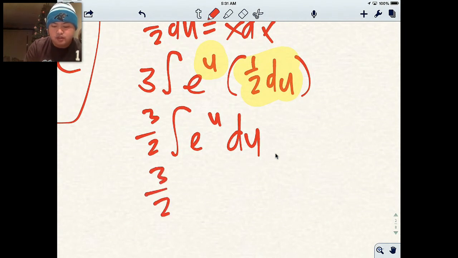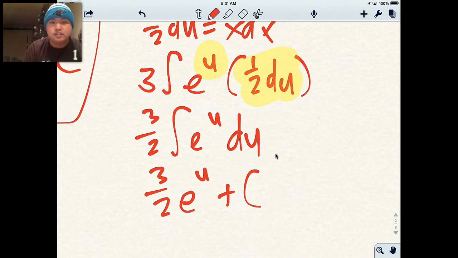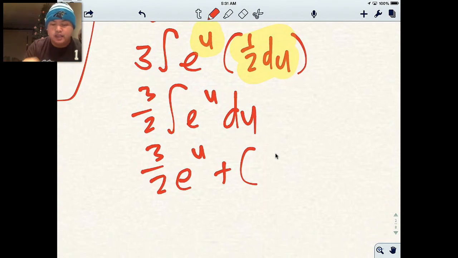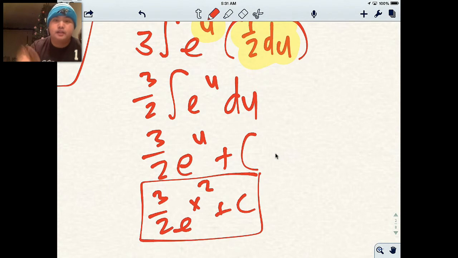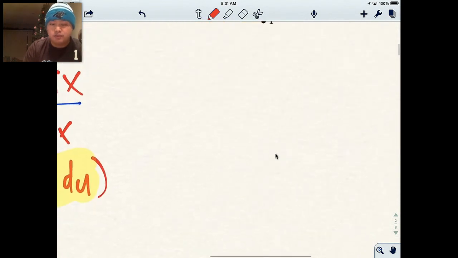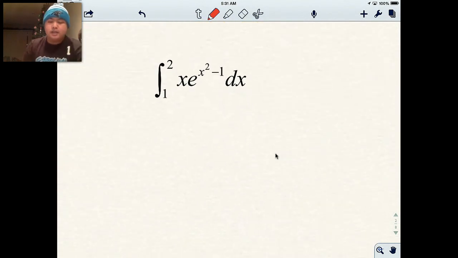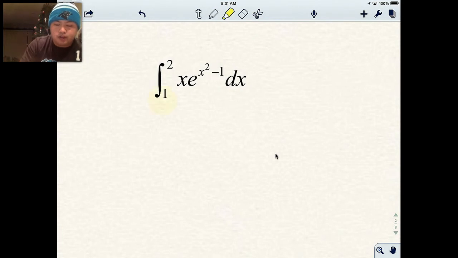Plus c. And the problem didn't have u. The problem had x's. So at the end of this, I'm going to have to put the x's back in. This becomes 3 over 2 e to the x squared plus c. Okay, still very simple, still kind of review. And the last one, same thing, except for this one, you'll notice that now I have bounds. So you may be wondering, how does that change everything? Just to review, again, this one has a function within a function. I have an x squared minus 1 inside of e. So I'm going to call u x squared minus 1.